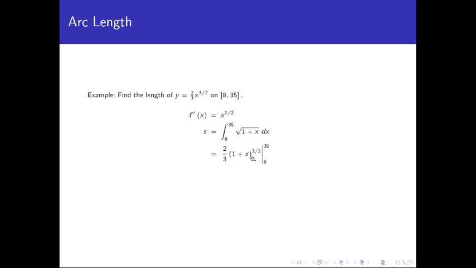The antiderivative of this is going to be 2/3 times (1 plus x) to the 3/2. Plug in your endpoints, and I made the numbers so that those come out nicely, and you should get 126.